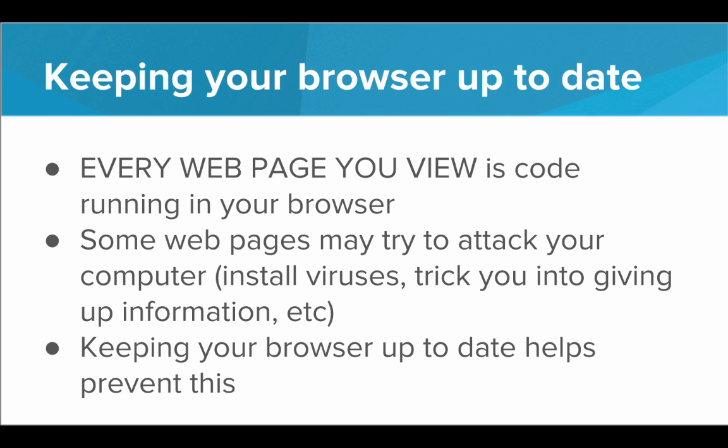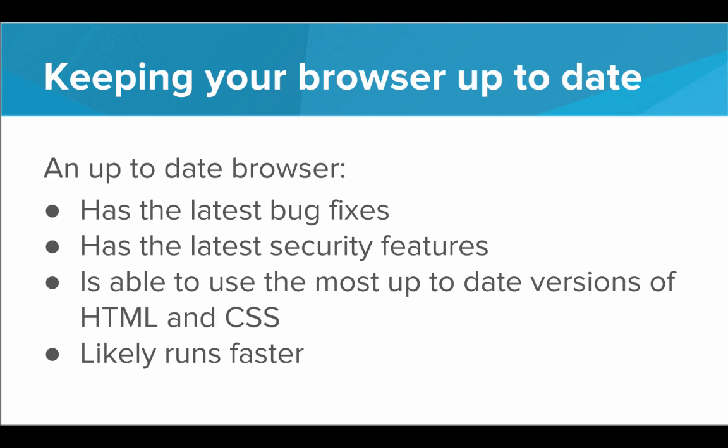Now, it's very important to keep your browser up to date. And why is that? Well, every web page that you view is code that is running inside your browser. And some of that code might actually not be safe. Some web pages may try to attack your computer by doing things like installing viruses, tricking you into giving up information, things like that. Keeping your browser up to date helps prevent this. Having an up-to-date browser means that you have the latest bug fixes, that you have the latest security features, that you're able to use the most up-to-date versions of HTML and CSS because those languages are also always changing, and an up-to-date browser likely runs faster. So it's very important to keep your browser up to date.